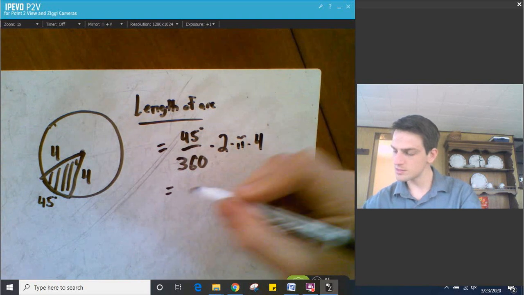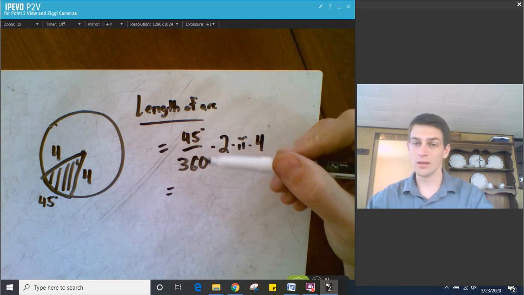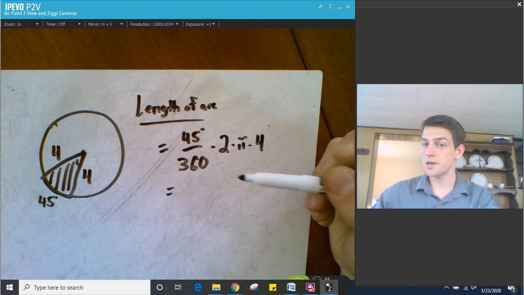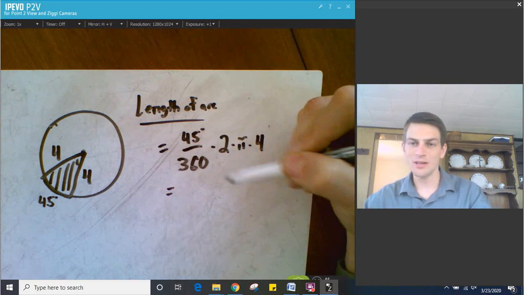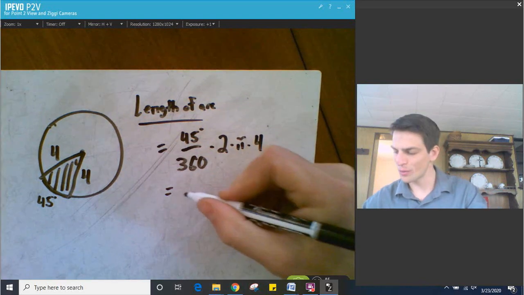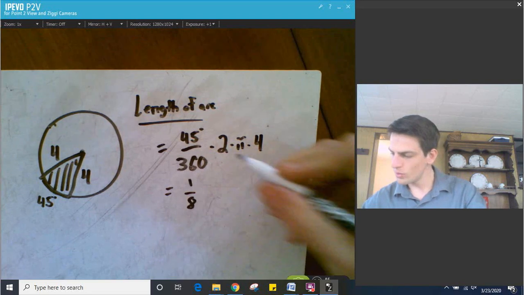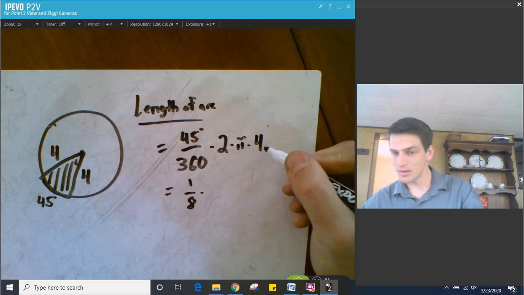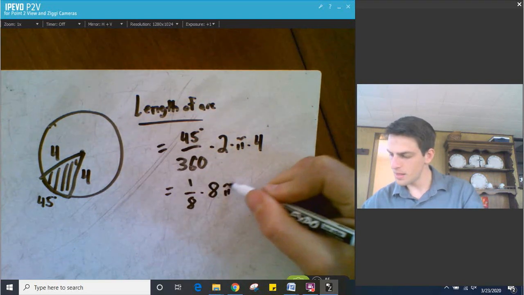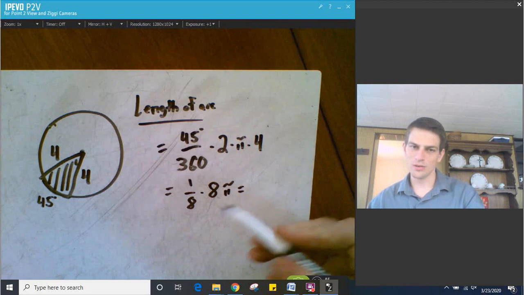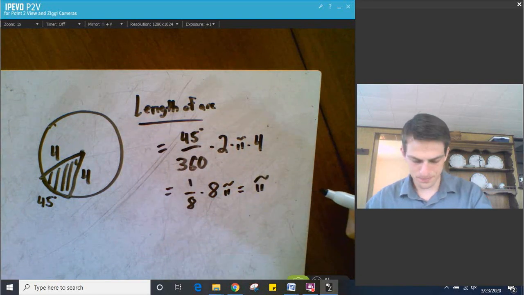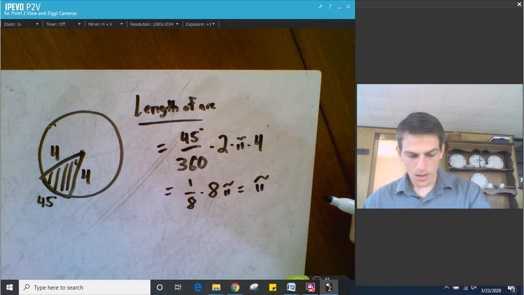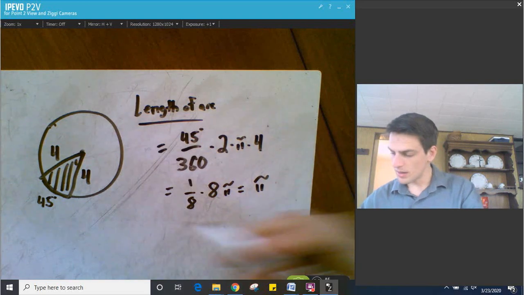So this gets us, see, 45 divided by 360 is actually 1/8. You could think of it as it's 1/2 of 90, and 90 is 1/4, so 1/2 of a fourth is 1/8. So it's 1/8 of, let's see, this multiplies out to 8 pi, and it looks like our numbers are going to work out very nicely there, where the 8's cancel out, and we're left with just pi. So that is for the length of that arc.